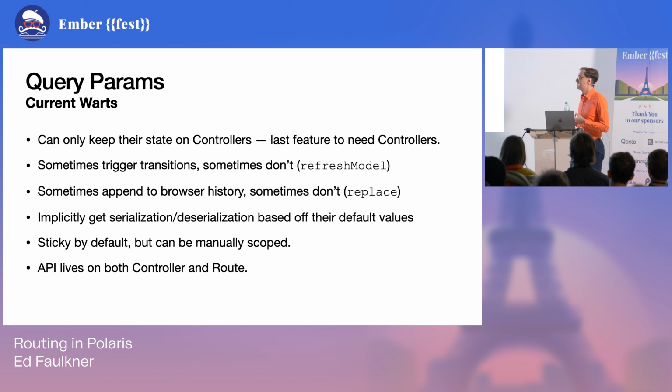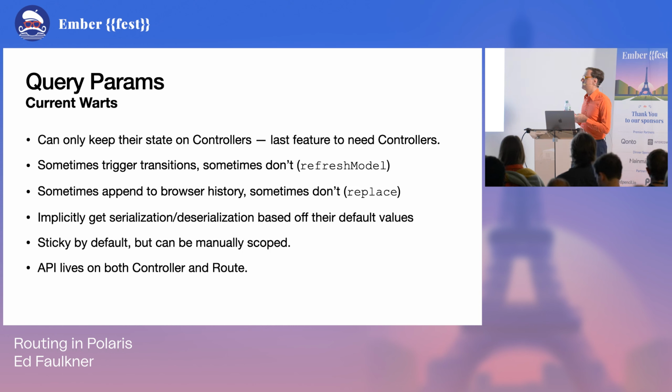Query params can sometimes trigger actual route transitions and sometimes not. They sometimes append to the browser history and sometimes don't. The theme here is they're really trying to be everything to everybody, and it makes them complicated. They get implicit serialization and deserialization rules just by guessing based off of the default value, if they get one. That's kind of confusing. They're sticky by default, meaning if you set a query param in some route and then you leave that route and you come back, it's still going to be set there. It's going to show up in your URL again automatically. You can scope how long that lives. By default, it's kind of forever.